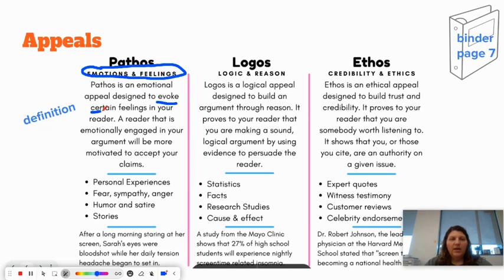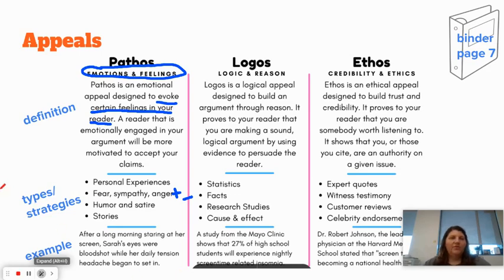So this is when a writer or a speaker is trying to get their audience to feel some certain way. Some ways that writers or speakers use this appeal to emotion is through personal experiences, so including those personal anecdotes. They can appeal to positive or negative emotions, and use humor and satire. So humor evokes feelings in the audience, and satire is a way to criticize something through the use of humor. And then stories like these personal anecdotes.